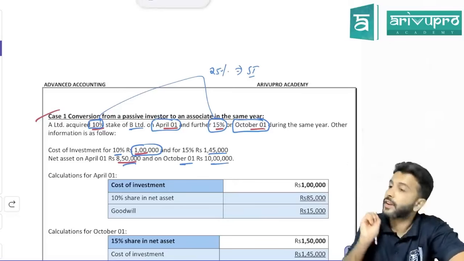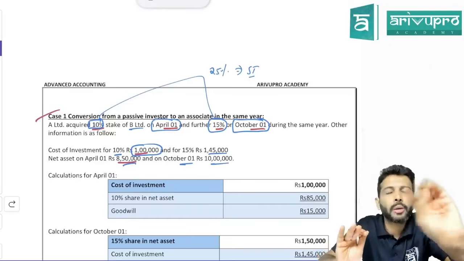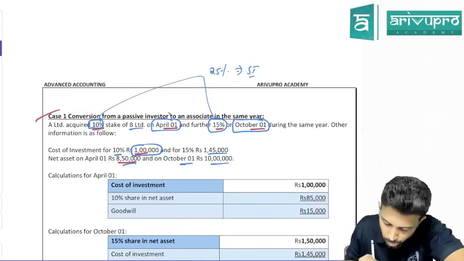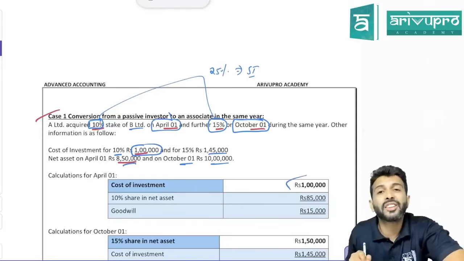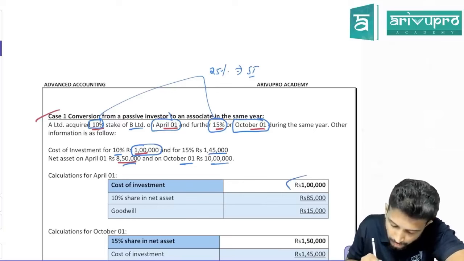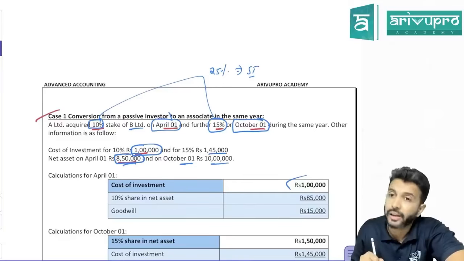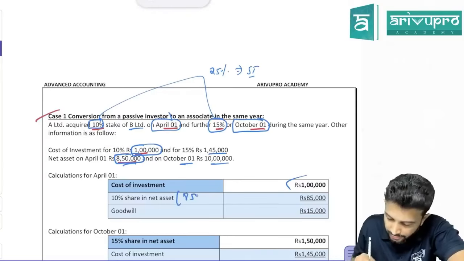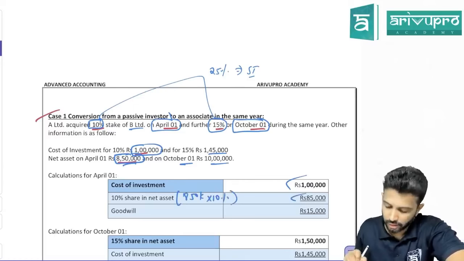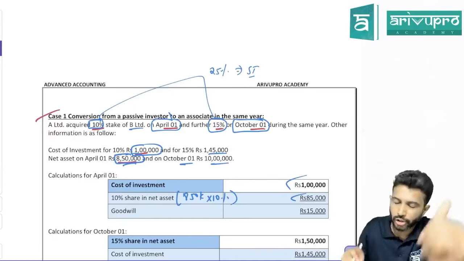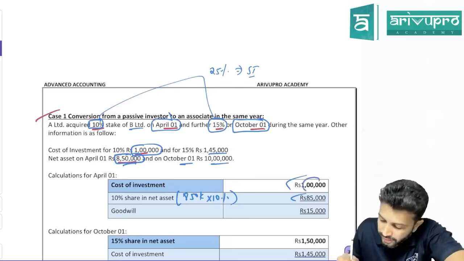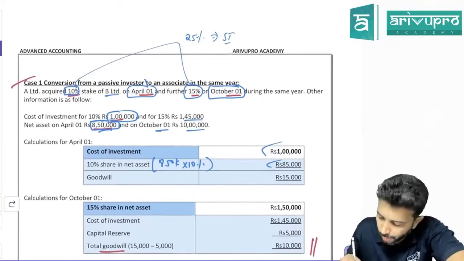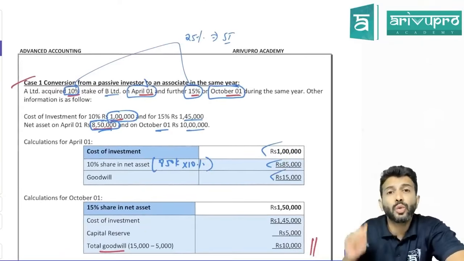So first, when did you acquire? 1st April. How do you calculate goodwill? Normal steps. Don't freak out. Cost of investment, compare it with your share of net assets. On 1st April, how much did you pay? 1 lakh. Compare this with your share of net assets. On 1st April, net assets was 8,50,000. Did you have 25% or only 10%? 10%. 10% of 8,50,000 is 85,000. Your share of net asset is 85, but investment is 1 lakh. That means you ended up getting goodwill of 15,000.